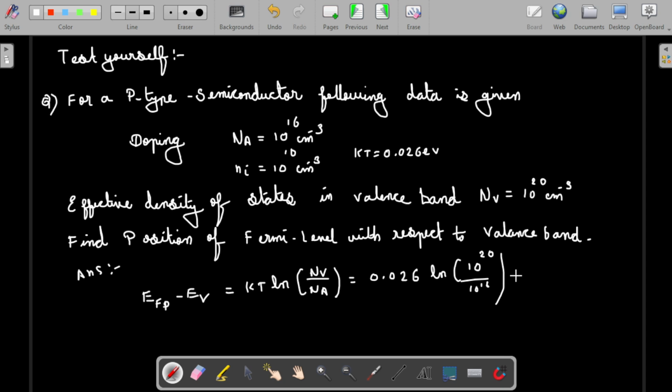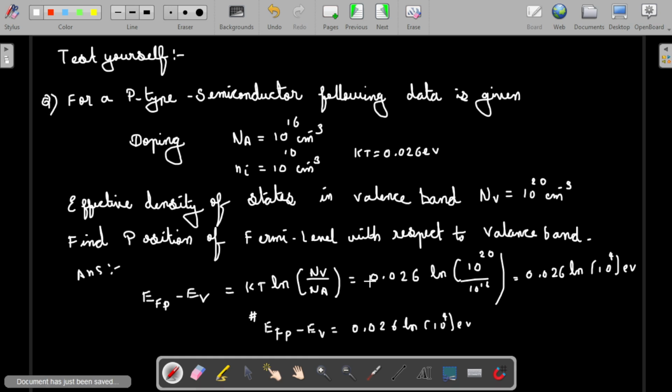So if we take 0.026 into ln of 10 power 4, the answer is that EFP minus EV is equal to 0.026 into ln of 10 to the power 4. You can even use a calculator to get the answer directly. I hope it is understood. There are no difficulties here, since all the data is given and we are directly substituting it.